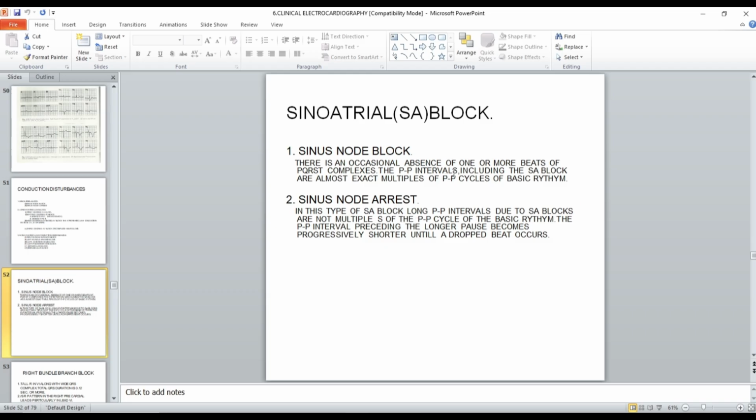Now talking about the sinoatrial block, sinus node block is an occasional absence of one or more of the beats of the P-QRS complexes. The PP intervals, including the SA block, are almost exact multiples of PP cycles of the basic rhythm. In sinus arrest, unlike the SA block, long PP intervals are not multiples of the PP cycle of the basic rhythm. The PP interval preceding the longer pause becomes progressively shorter and shorter until a drop occurs.